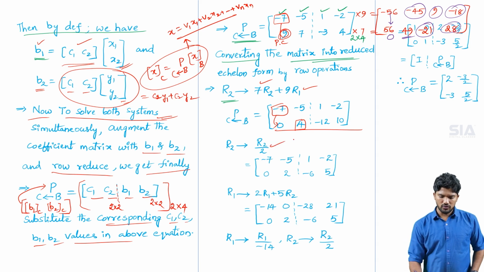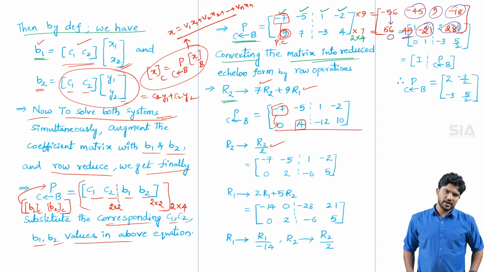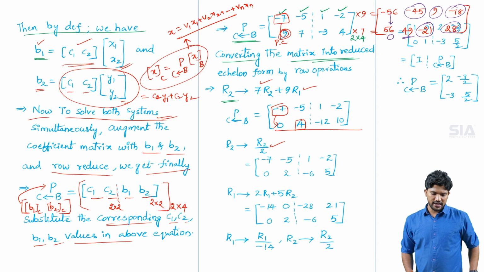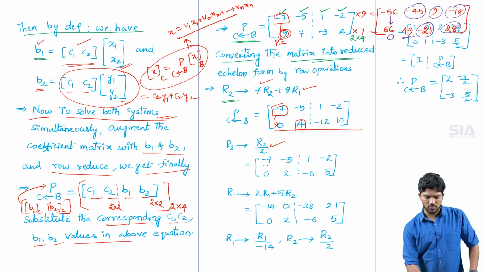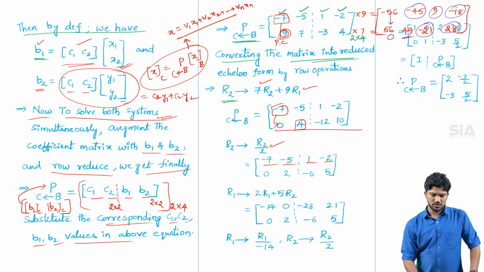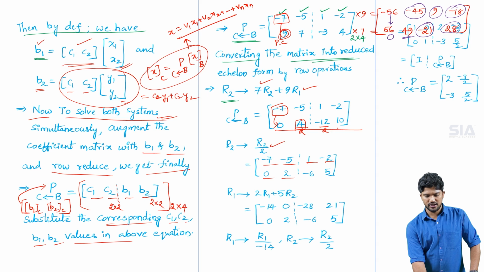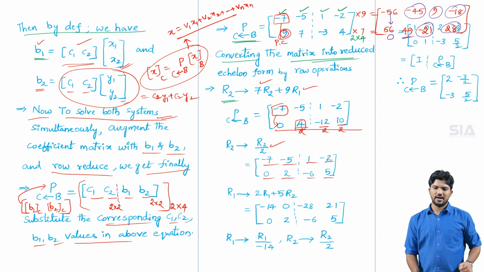Now divide row 2 by the integer 2. Then row 1 will be as it is: -7 -5 1 -2. Then 0, 4 by 2 is 2, 4 by 2 is 2, -12 by 2 is -6, 10 by 2 is 5. In this format you will get the values.